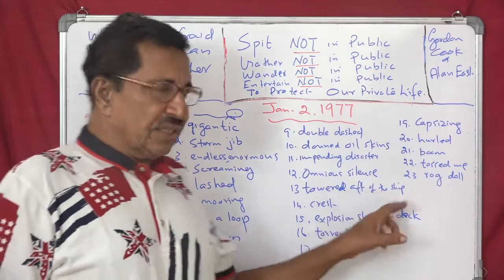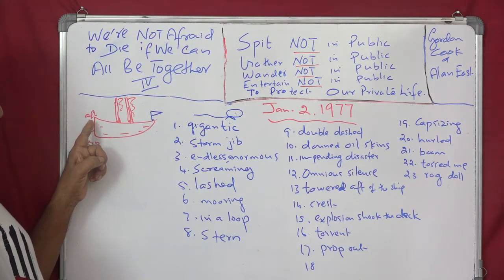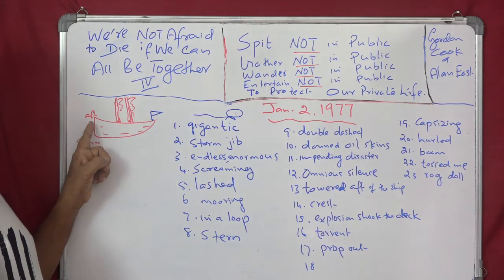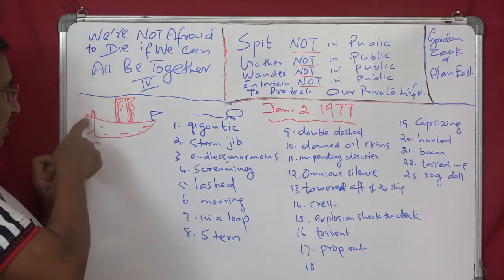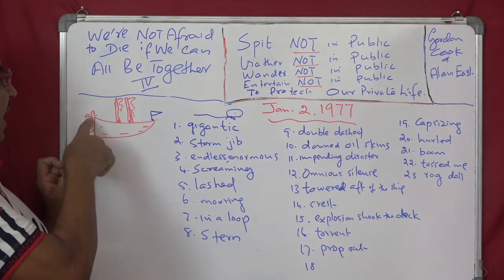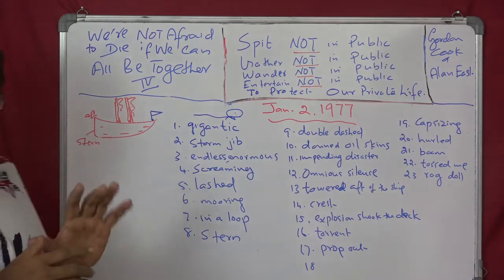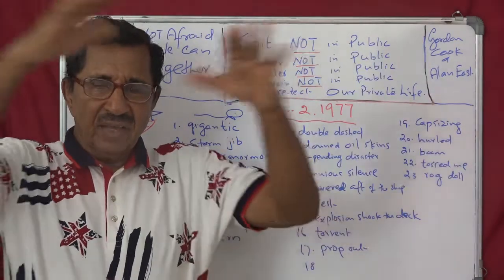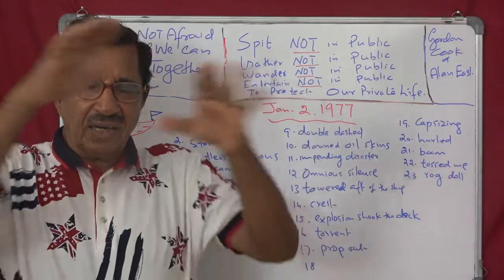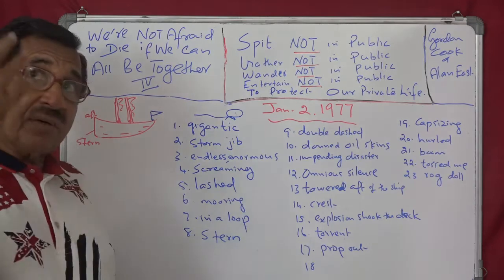Towered after the ship. Aft means near the back part of the ship. Aft of the ship. You can see this, this is the back, this is aft. Aft means very near to that. Towering, like almost covering the entire aft. Covering like a tower, you can see.